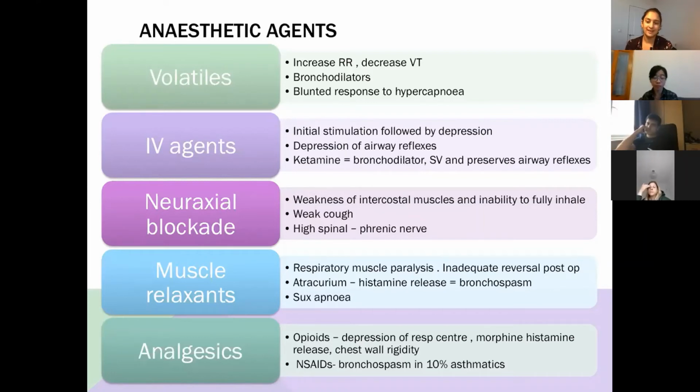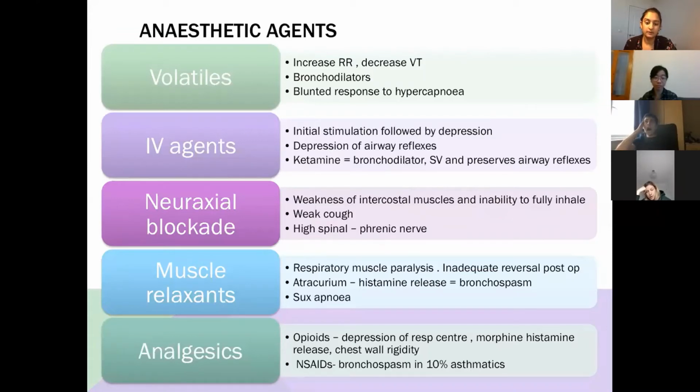Muscle relaxants, okay, this is a bit of an obvious one, but inadequate reversal at the end of surgery can cause many respiratory problems later on. Atracurium can cause histamine release, and that can cause bronchospasm, especially in asthmatics. And you've also got to always think about sleep apnea.